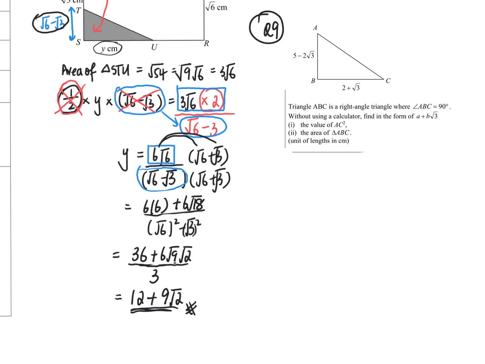Okay, double check. Okay, next one, triangle ABC, right angle triangle. Find the value of AC squared. Okay, AC squared is Pythagoras theorem. So it's AB squared plus BC squared. So basically they want you to square these two. Okay, so this one is by Pythagoras theorem.